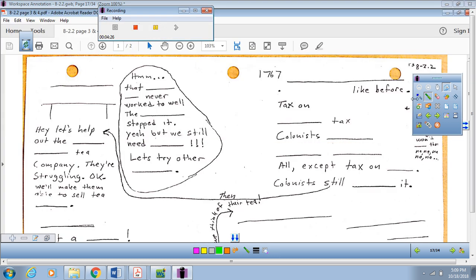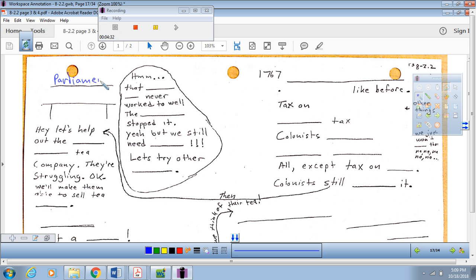This brings us to the next part of the lesson. The next part of the lesson is when Parliament once again tries to tax the colonists to recoup the losses that were incurred during the French-Indian War.